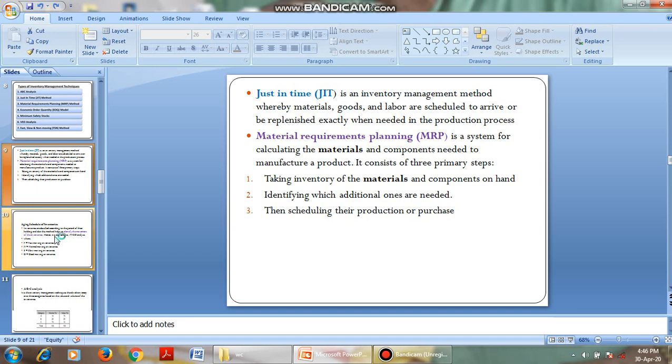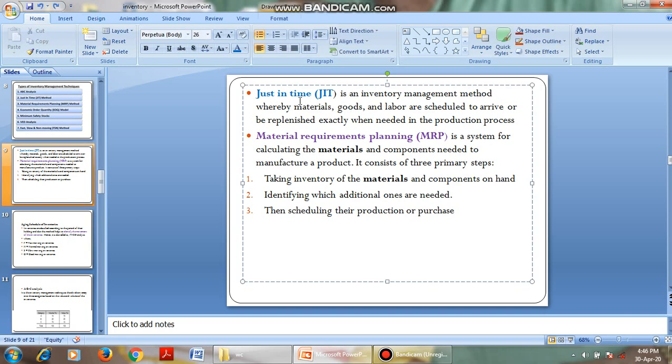First one is just in time. It is the inventory management method where materials, goods and labor are scheduled to arrive exactly whenever we need them for the production process. This method says that we are not supposed to purchase raw material early. We will purchase at the time. For example, if you want the raw material by December, you plan accordingly and get the raw material by December itself. You are not supposed to purchase in October or August.